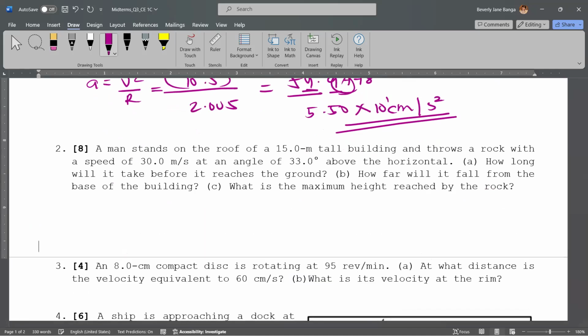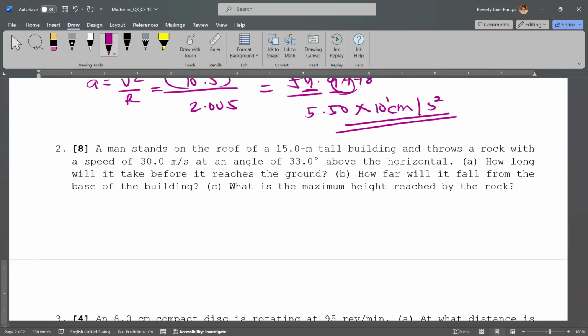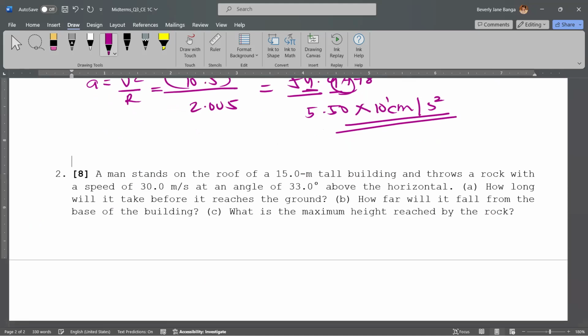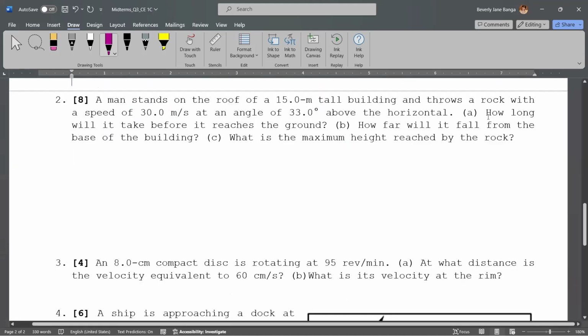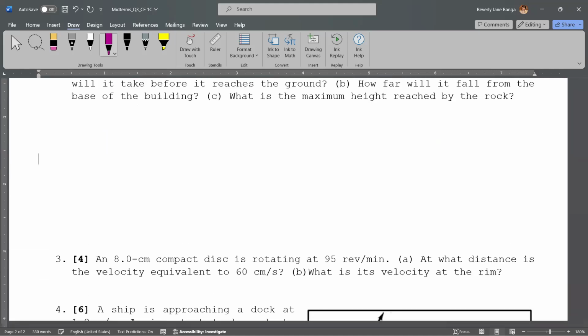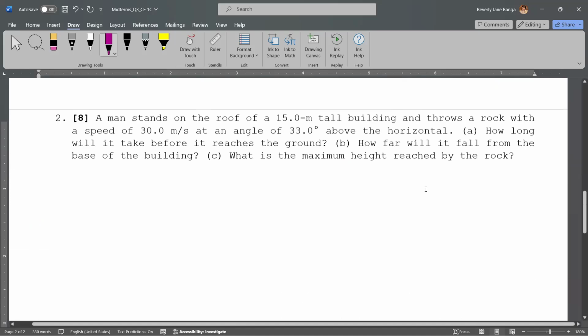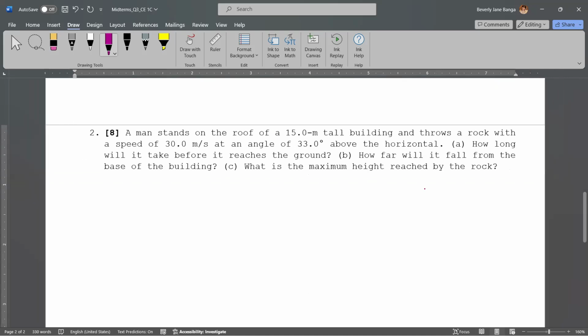Let's proceed to letter a, number 2. There were a lot of mistakes here because the analysis was wrong. A man stands on the roof of a 15-meter tall building, and throws an object with v naught of 30 meters per second at an angle of 33 degrees above the horizontal. How long will it take before it reaches the ground?